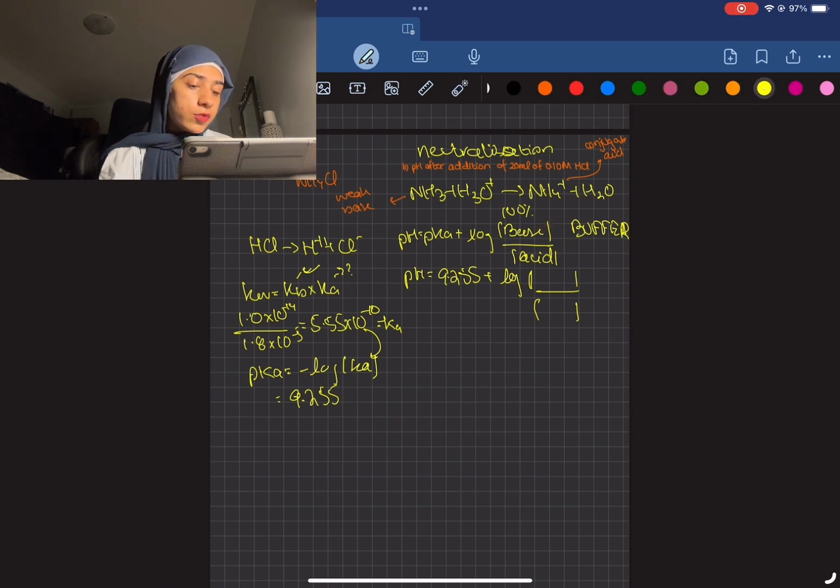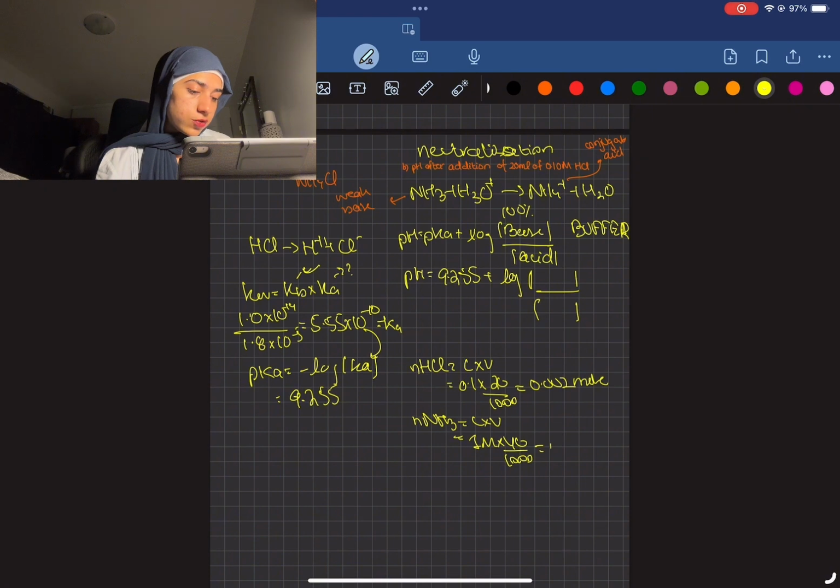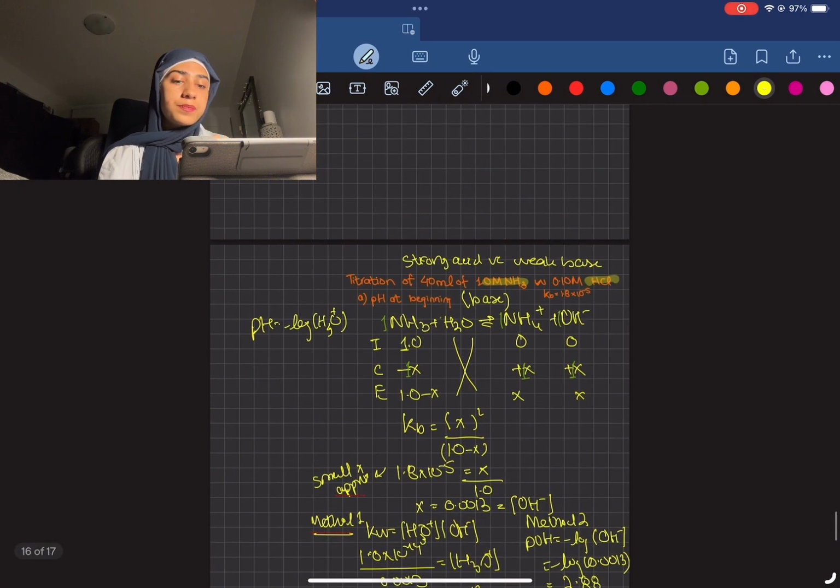So I'll find the number of moles for HCl, that is concentration times volume. So 0.1 times 20 divided by 1000, this would give me 0.002 moles. I'll do the same for NH3. So concentration is 1 molar times 40 divided by 1000. This would give me 0.004 mole. I got this information from here.